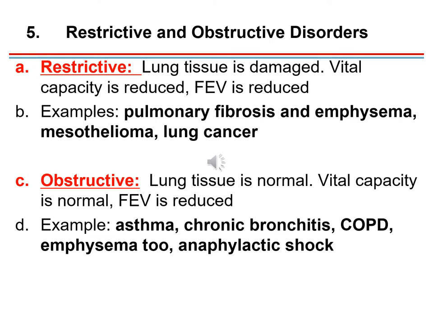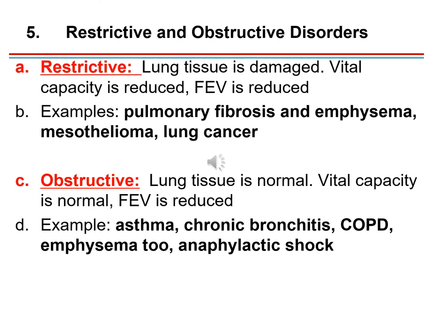In the obstructive disorder, the lung tissue is totally normal, but what is affected is the respiratory tract. Those famous pipes, the respiratory tract, are affected and produce different disorders. In restrictive disorders, examples of those are pulmonary fibrosis, emphysema, and mesothelioma, which is a kind of cancer, lung cancer. I'm going to explain in more detail about those.